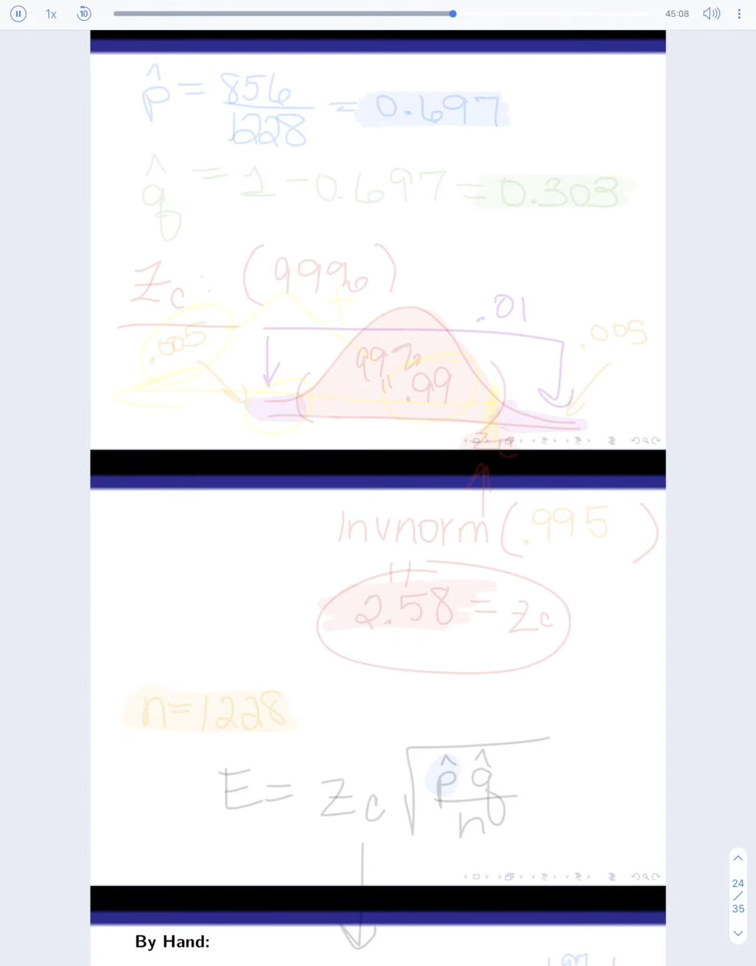Again, this is just one way to do this. You can also do this by hand. Now let's look at making the same exact confidence interval by hand. It's not quite as easy.